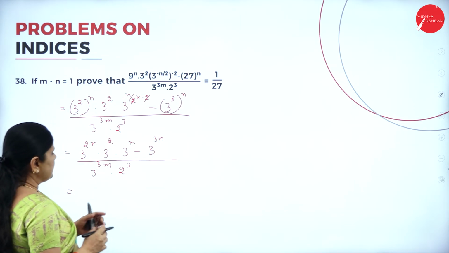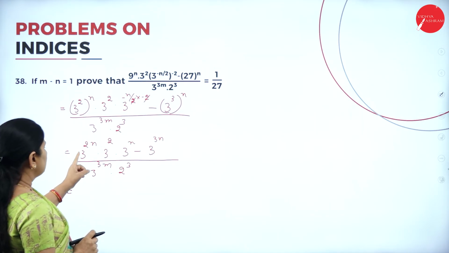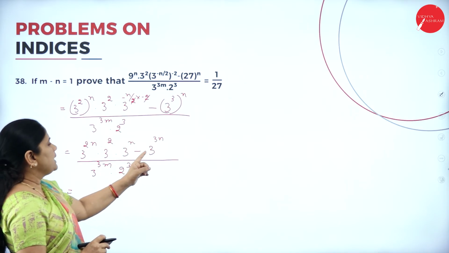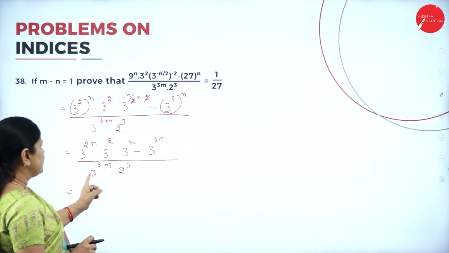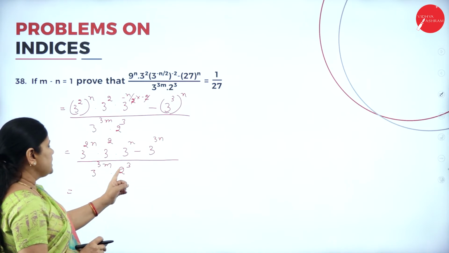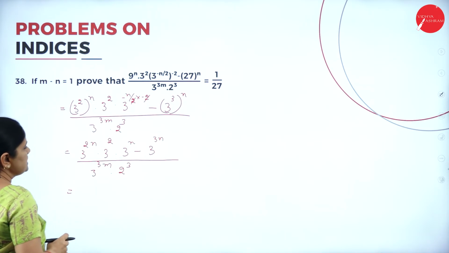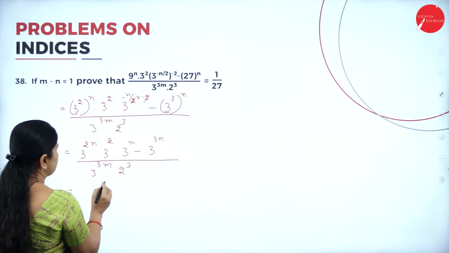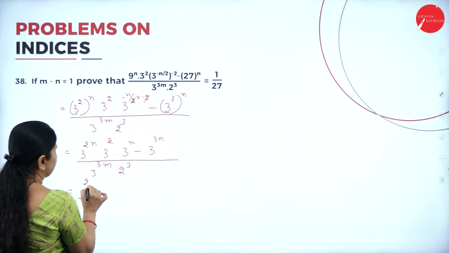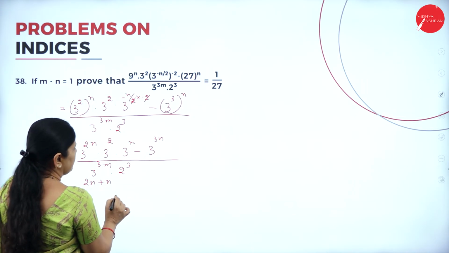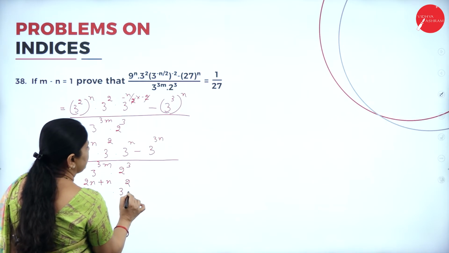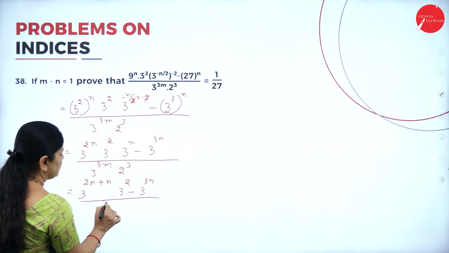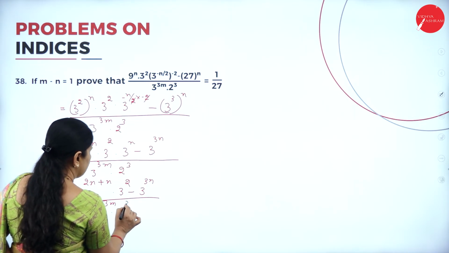So if you can see here, we have this 3 to the power of 2n into 3 square into 3 to the power of n minus 3 to the power of 3n whole over 3 to the power of 3m into 2 cube. Now this can be simplified further. So when I simplify it further, what will I get? So it will be 3 to the power of 2n plus n into 3 square minus 3 to the power of 3n divided by 3 to the power of 3m into 2 cube.